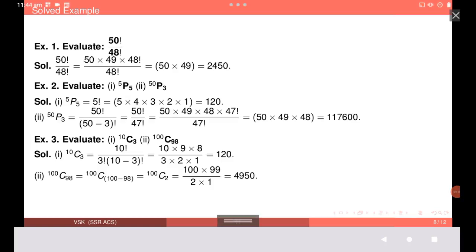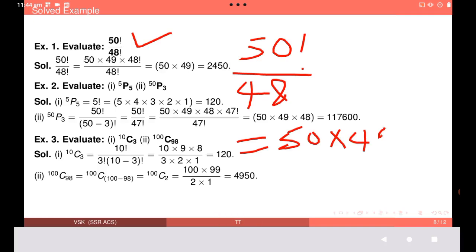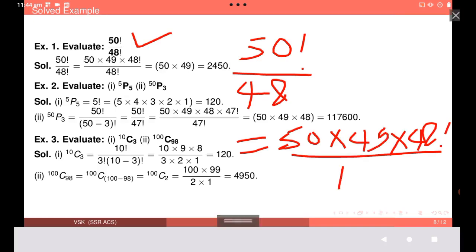Suppose we have to evaluate factorial 50 divided by factorial 48. So simply this can be written as 50 into 49 into 48 factorial divided by 48 factorial. So the 48 factorial will be cancelled, and only 50 into 49 remains, that is the answer 2450. This will be the answer in this case.